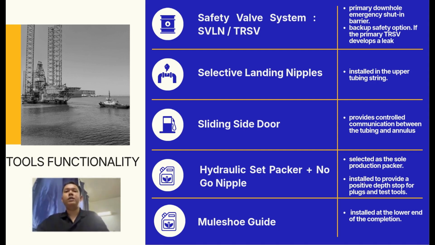So, in conclusion, the recommended completion consists of a 3.5-inch premium tubing string, a double pin sub, pop joint, a TRSV, flow coupling, a safety valve landing nipple, selective landing nipple, a sliding side door, a retrievable hydraulic set packer, no-go landing nipple, and also a mule shoe guide. This arrangement provides safe production, operational flexibility, tubing protection, and easier future intervention, while remaining suitable for the well's horizontal geometry, high temperature, and also corrosive fluid conditions.